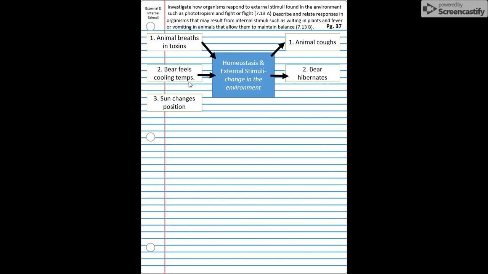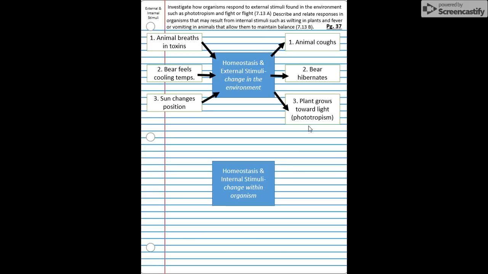In reality, it's Earth's spin. How or what happens to maintain balance thanks to this external stimuli? Well, in the case of a plant, the plant is going to keep growing towards the light. And this is something that we call phototropism. Okay? Phototropism means photo means light, tropism means response.